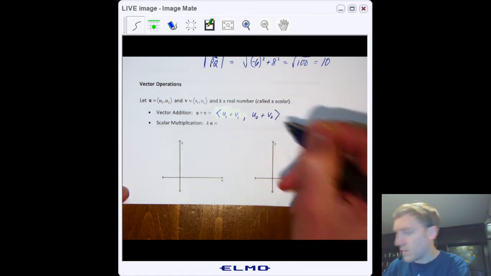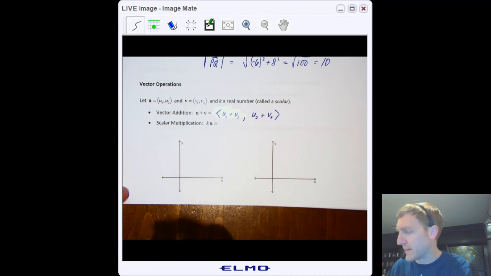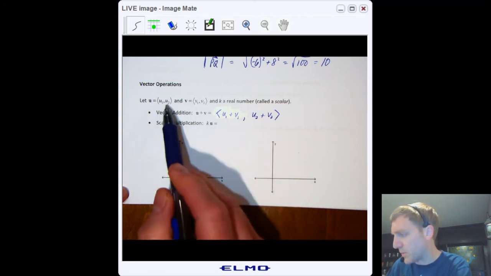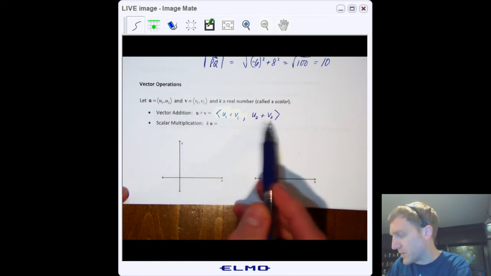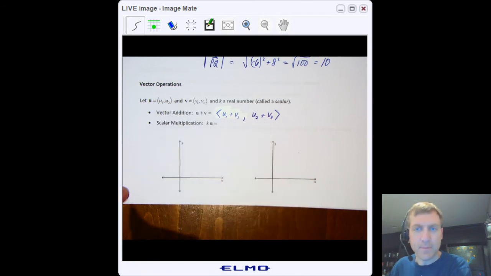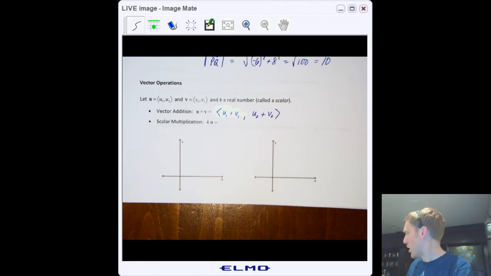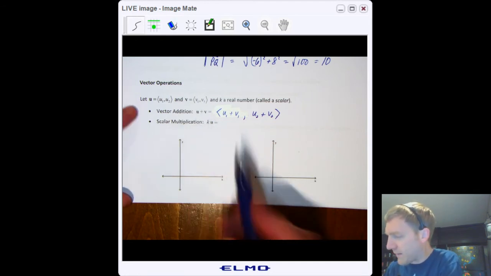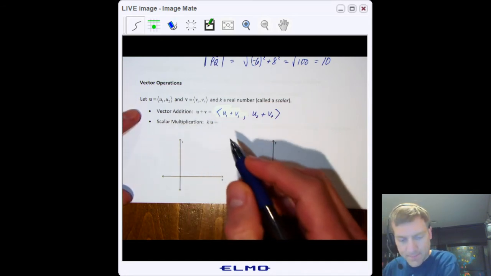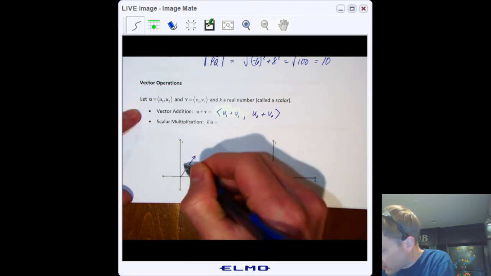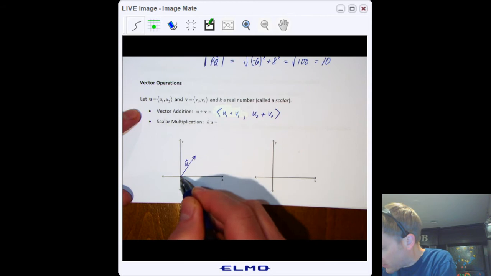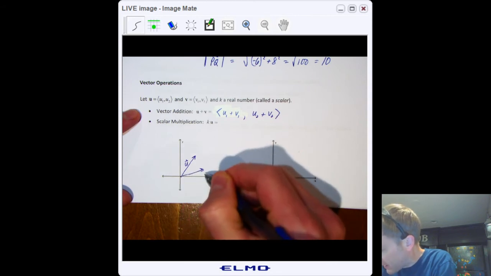Again, if you think about that, it should make sense. You are just adding the 2 horizontal components to get a new horizontal component and adding the 2 vertical components to get a new vertical component. Now I want to draw what that looks like on the xy axis. So what does it look like to add vector u and v? Let's draw 2 vectors. It doesn't matter what they look like. Let's say that's vector u, and that's vector v.